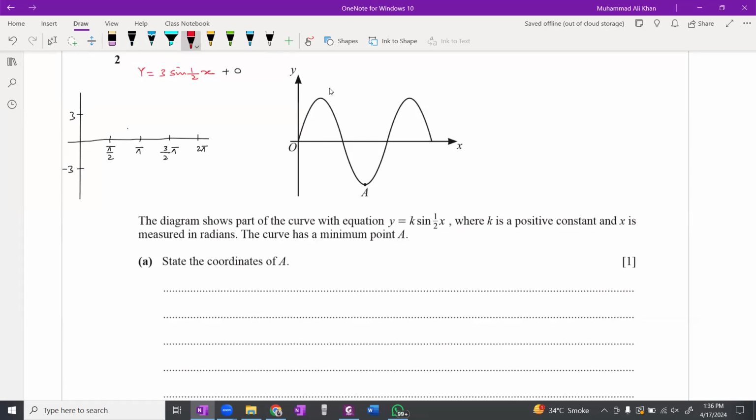Now, for the sine curve, the first value is the axis, the second value is the maximum. But now, if we have sine half x, it means up to pi by 2 we have half portion, and up to pi we have full portion. So at the full portion, we have to make the maximum value. Again, 3 pi by 2 is half portion and 2 pi is full portion. Now we have to make the axis here. So this is the curve up to 2 pi.